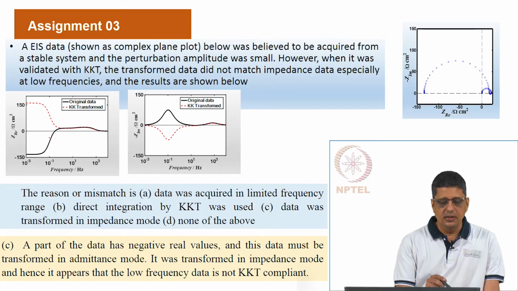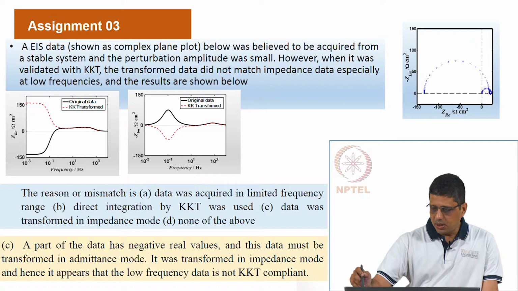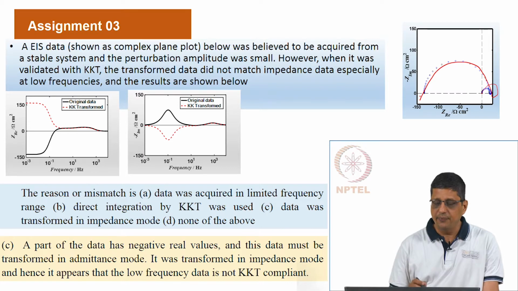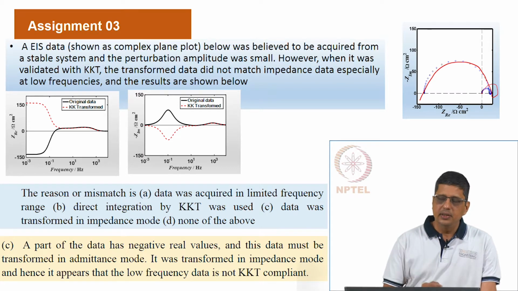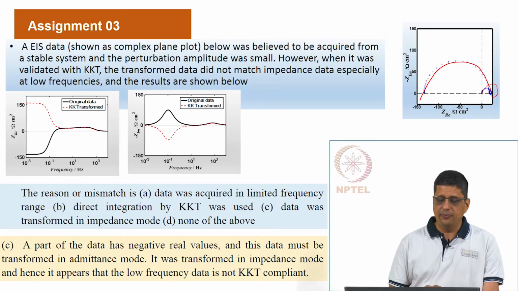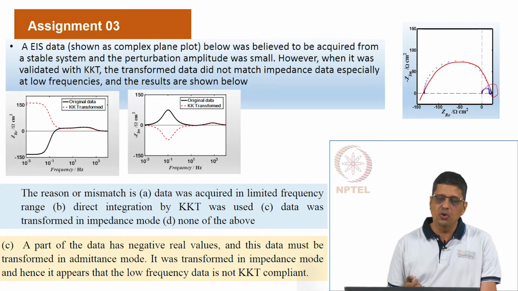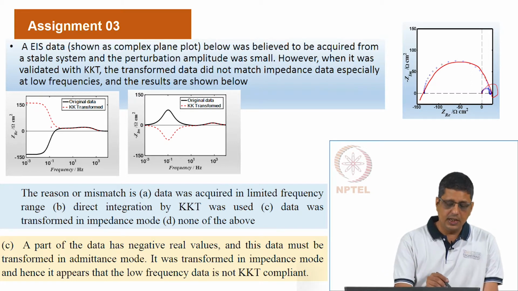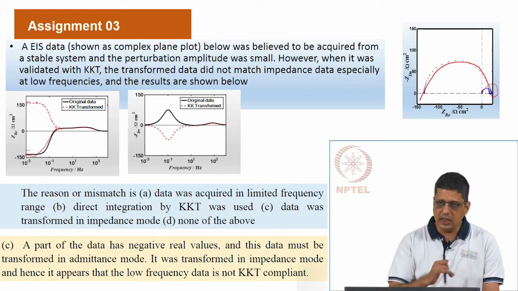And next is an EIS data shown as a complex plane plot, goes to the right, takes a loop and then comes back and settles at the negative side. This is taken from a stable system, okay, and the perturbation amplitude was small. So, we know that it is linear and stable. Okay. We expect that spectrum to be KKT compliant. However, when you validate with KKT, we find that there is a difference. The transformed data is shown by the red dashed line, and the original data is shown here. It looks like a mirror image.